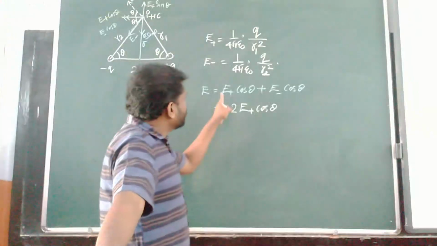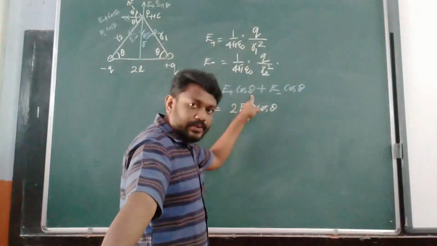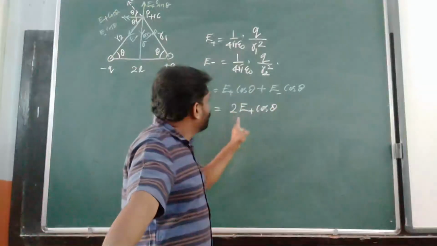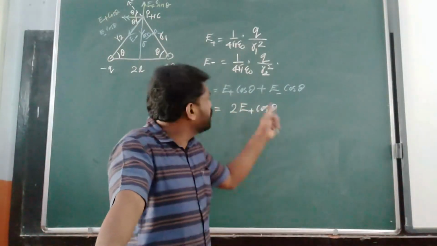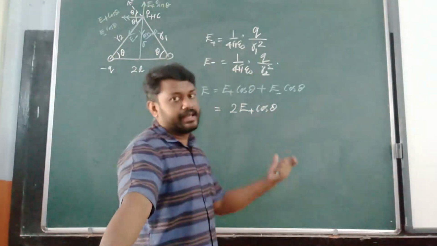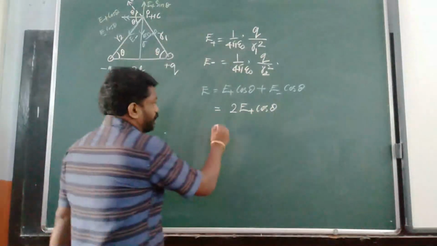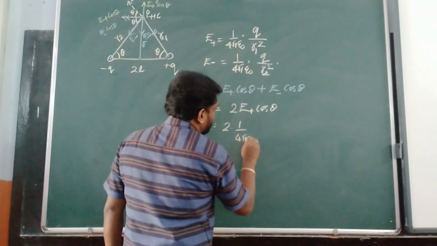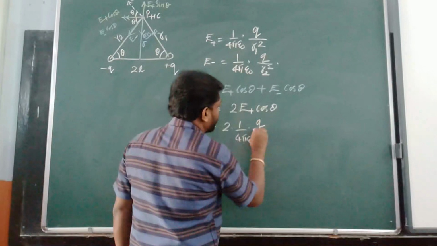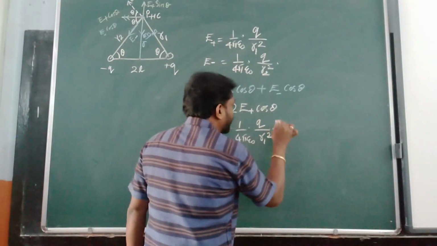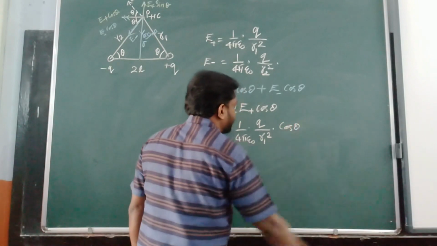Is it okay? E plus cos theta and E minus cos theta magnitudes are both the same, so E will be 2E plus cos theta, or 2E minus cos theta, both are the same because E plus and E minus have the same magnitude. So we have 2 into E plus, that is 1 by 4 pi epsilon 0 q divided by r1 square, multiplied by cos theta.